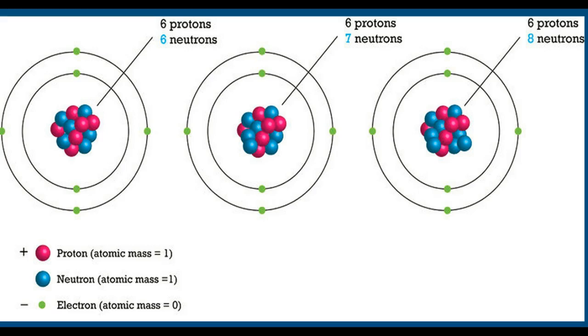Notice that in all 3 pictures, the number of protons remains the same, and the number of electrons remains the same. The only difference in an isotope is the number of neutrons, which changes the atomic mass.